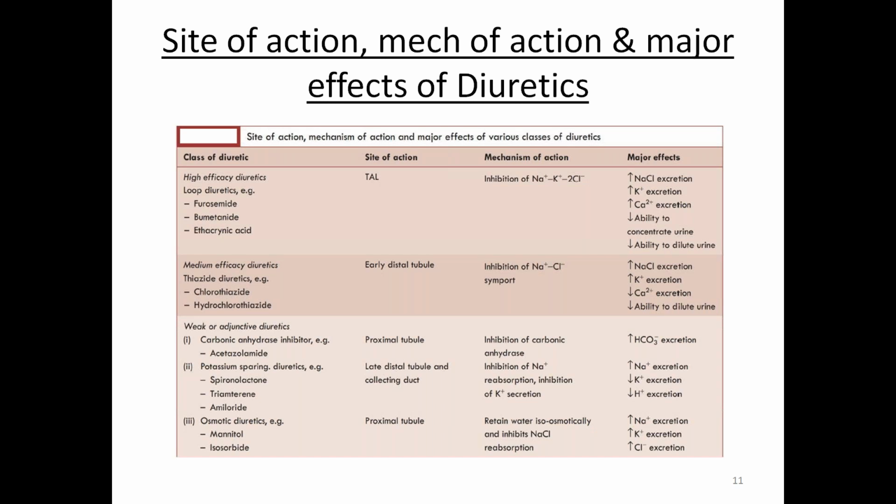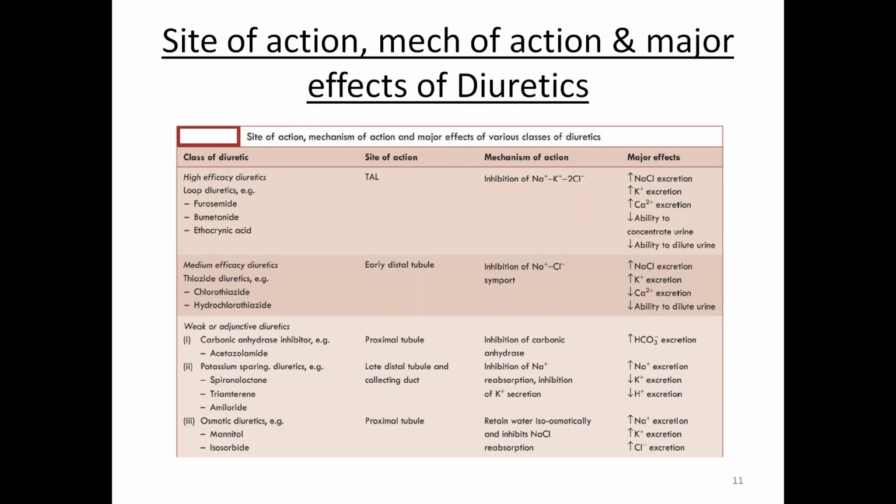That's an important thing to remember, what kind of diuretics act at which site of the nephron, and of course what is the mechanism of action, and then the major effects. So as I said, the high efficacy diuretics act at the thick ascending limb of loop of Henle, inhibiting sodium potassium chloride. And what happens because of that? There is increased sodium chloride excretion, increased potassium excretion, increased calcium excretion, and decreased ability to concentrate urine. Also decreased ability to dilute urine.